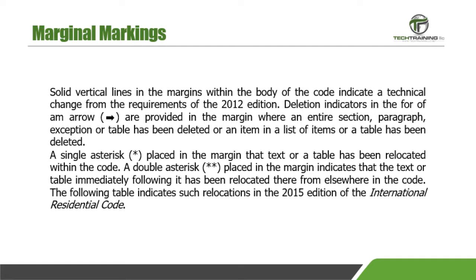A single asterisk placed in the margin indicates that text or a table has been relocated within the code. A double asterisk placed in the margin indicates that the text or table immediately following it has been relocated from elsewhere in the code. The various markings will appear in this presentation as they appear in the 2019 Rhode Island Code. In other words, if a solid vertical line is in the left margin of the codebook, it will appear on the left side of the slide. This will assist the construction professional to identify the code provision in the codebook.